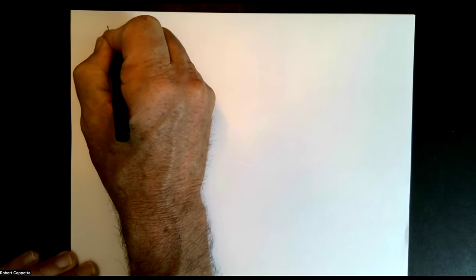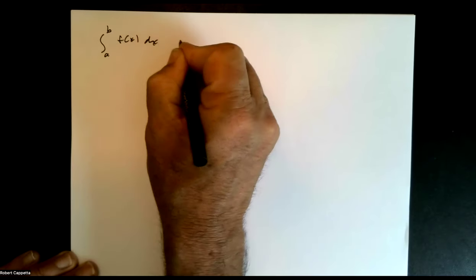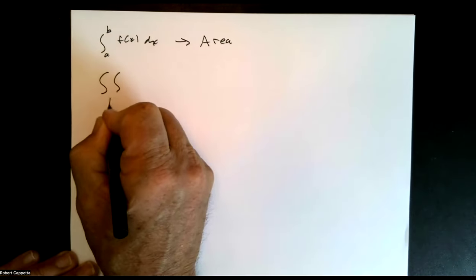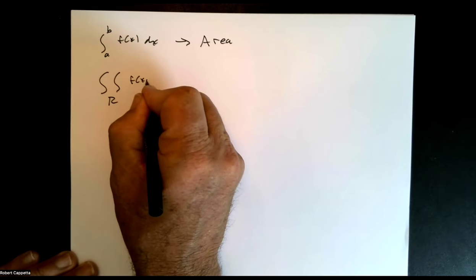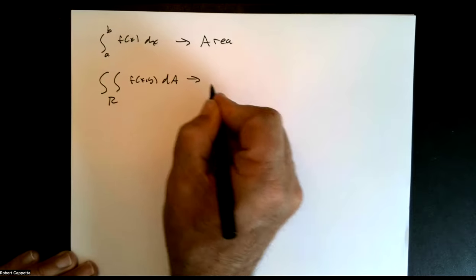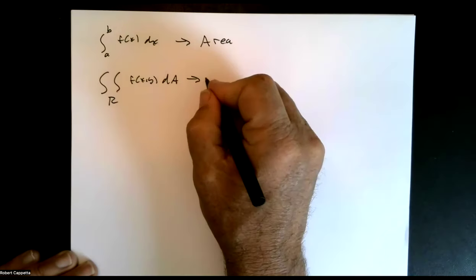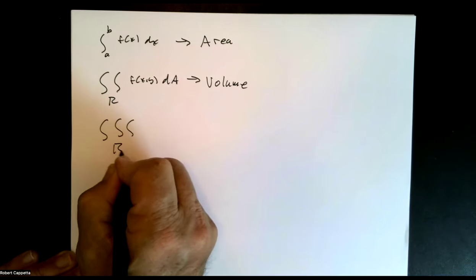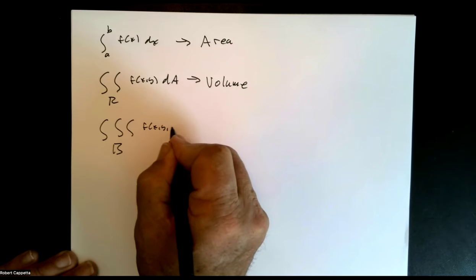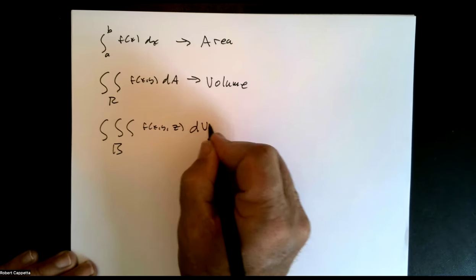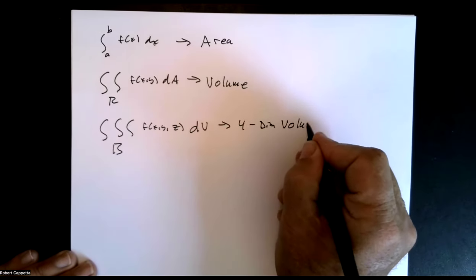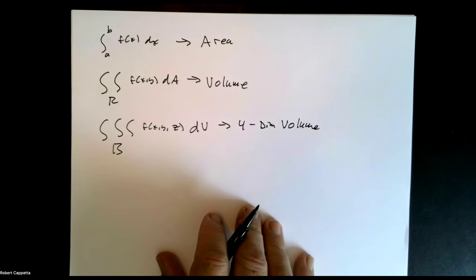We know that the integral from a to b of f of x dx typically is an area, and we know the double integral over some region of f of x, y dA is typically a volume. And the triple integral over some ball of f of x, y, z dV is typically a four-dimensional volume, which is pretty difficult to conceptualize.